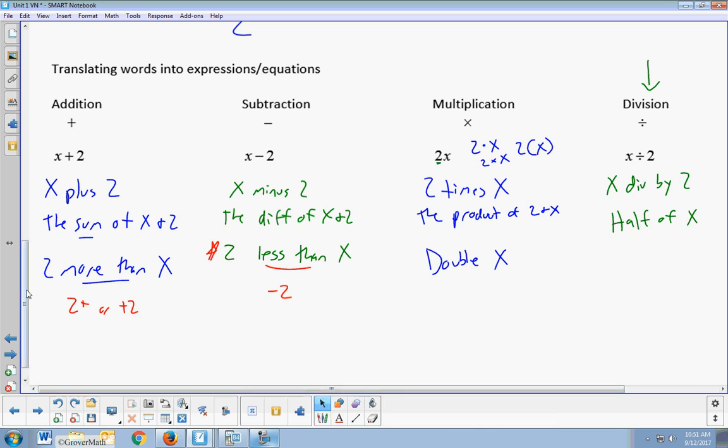So here is your translation type of stuff. You'll see a lot of these words, and you need to be able to write it the proper way. And again, the most common issue is this less than that people mess up.